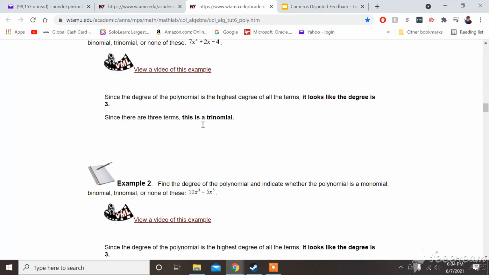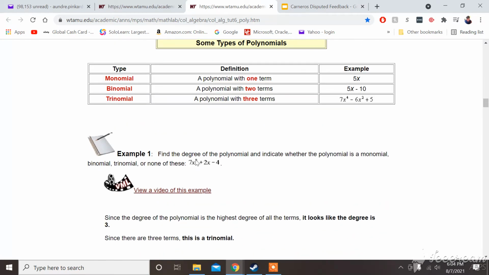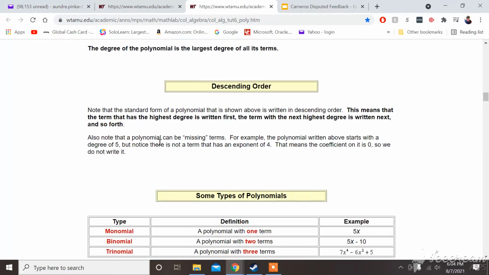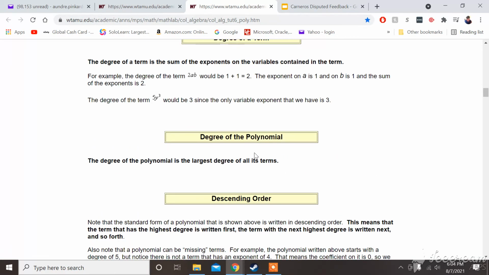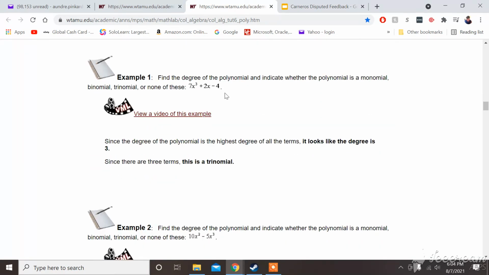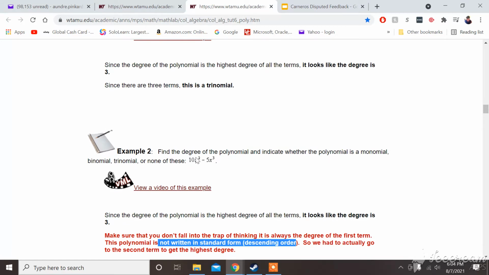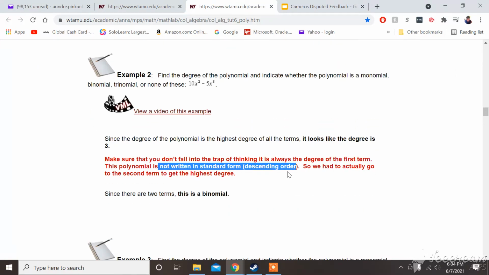When something's written in standard form, it's going to be higher, lower variable numbers. But this, it's switched up. So it's not in standard form. So pay attention to standard form. Just study it so you can look at it and get it like that.